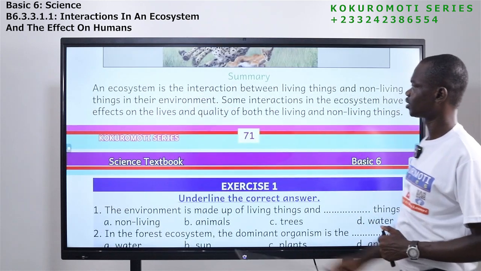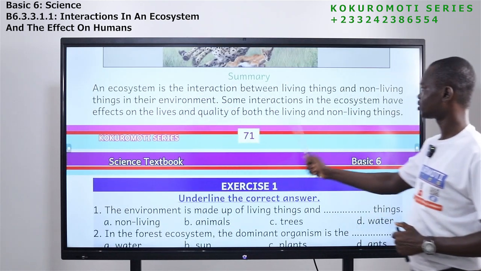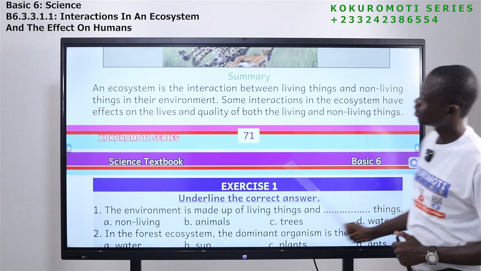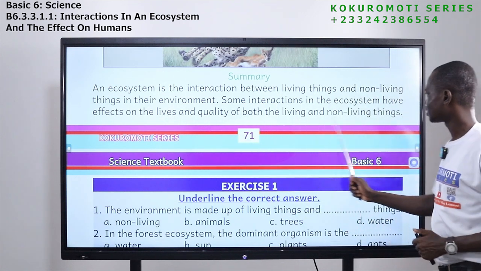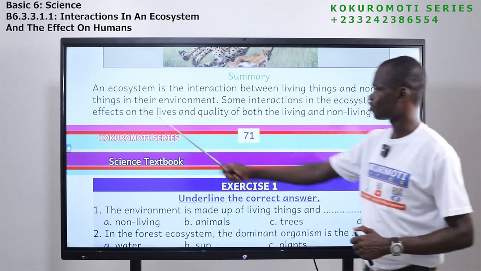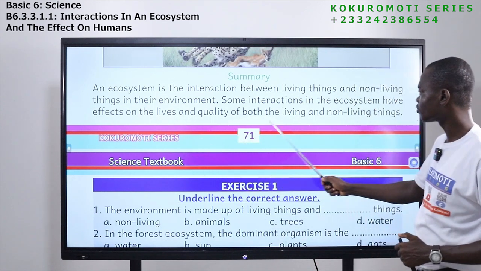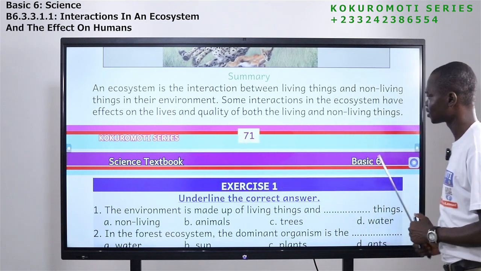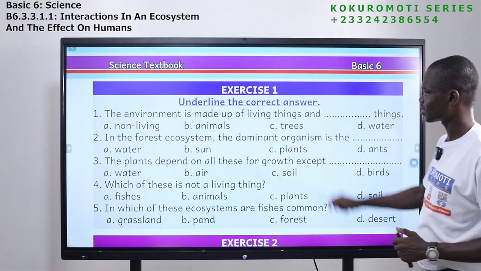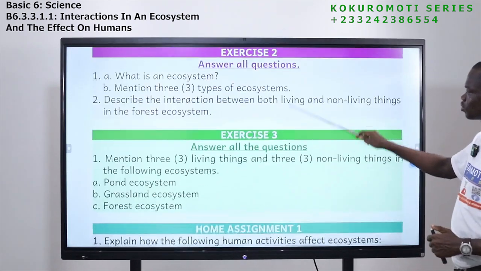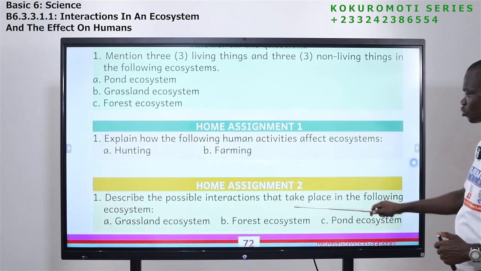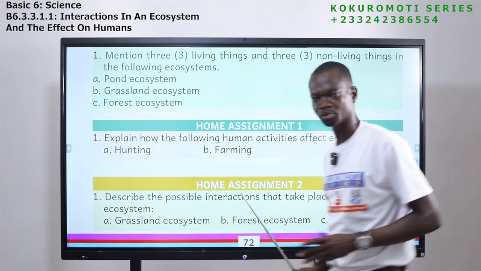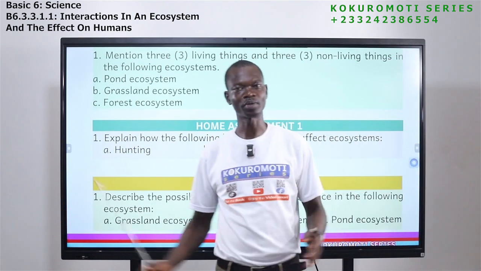Let me read a summary. So an ecosystem is an interaction between living things and non-living things in their environment. Some interactions in the ecosystem have effects on the lives and quality of both the living and non-living things. Okay, so these are exercises. Exercise 1, exercise 2, exercise 3. We have home assignment 1, home assignment 2. So this is what you are supposed to do as your exercises and your home assignments.